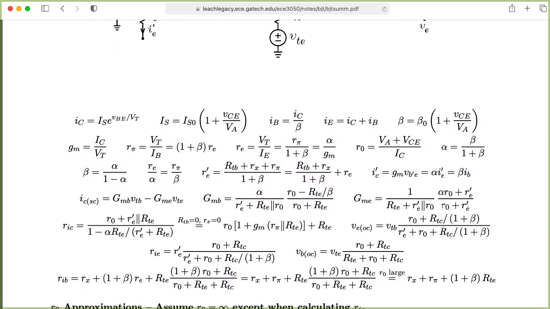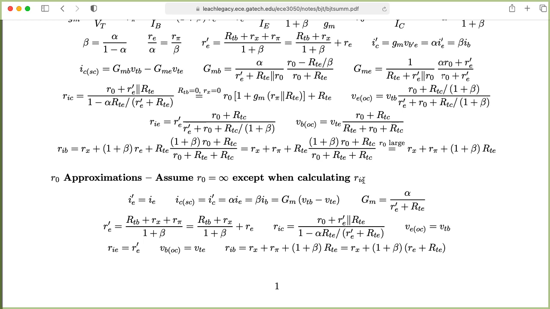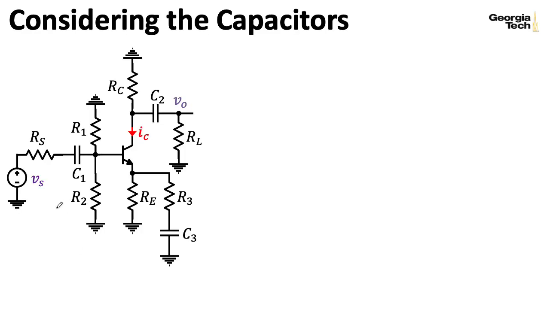Now, most of the formulas here are more complicated than anything we're actually using in this class because they involve R0, the intrinsic resistance seen looking into the collector of the BJT, but we're mostly only using R0 when we're calculating the resistance seen looking into the collector, and we're assuming it's infinite in other contexts, so we have these simpler formulas. So it is perfectly possible to derive a transfer function that properly includes all three capacitors. It's painful, but it's possible.